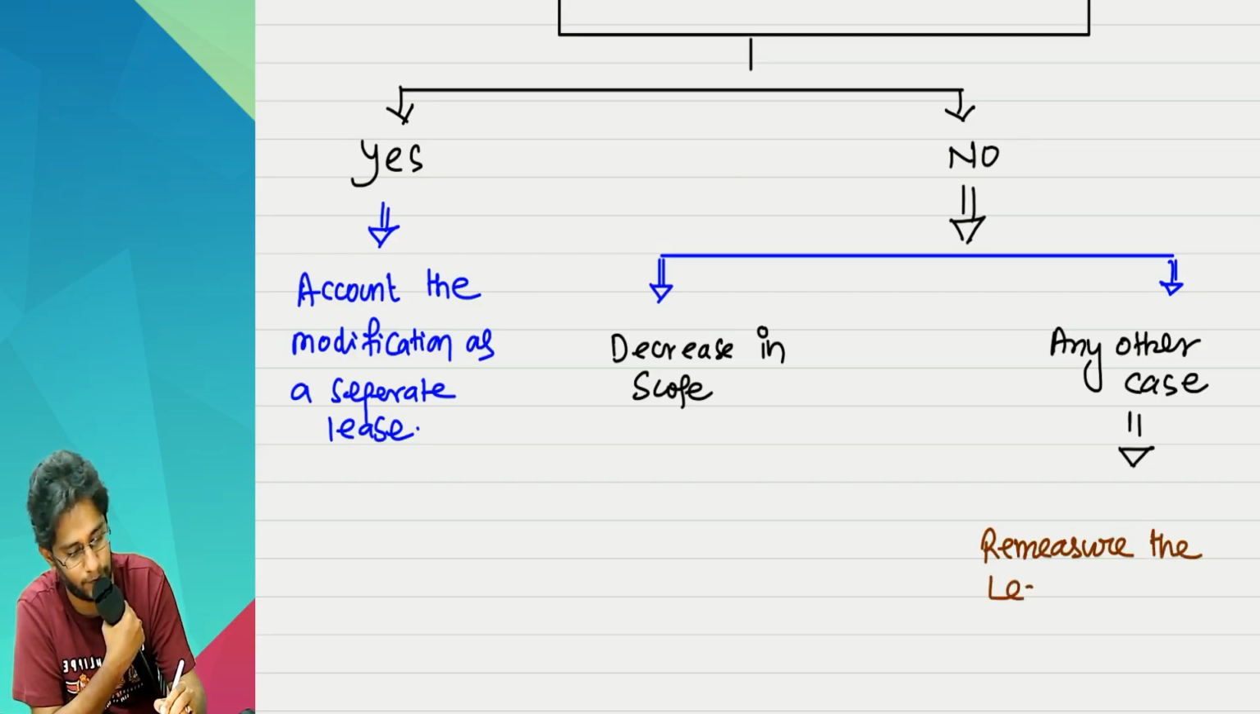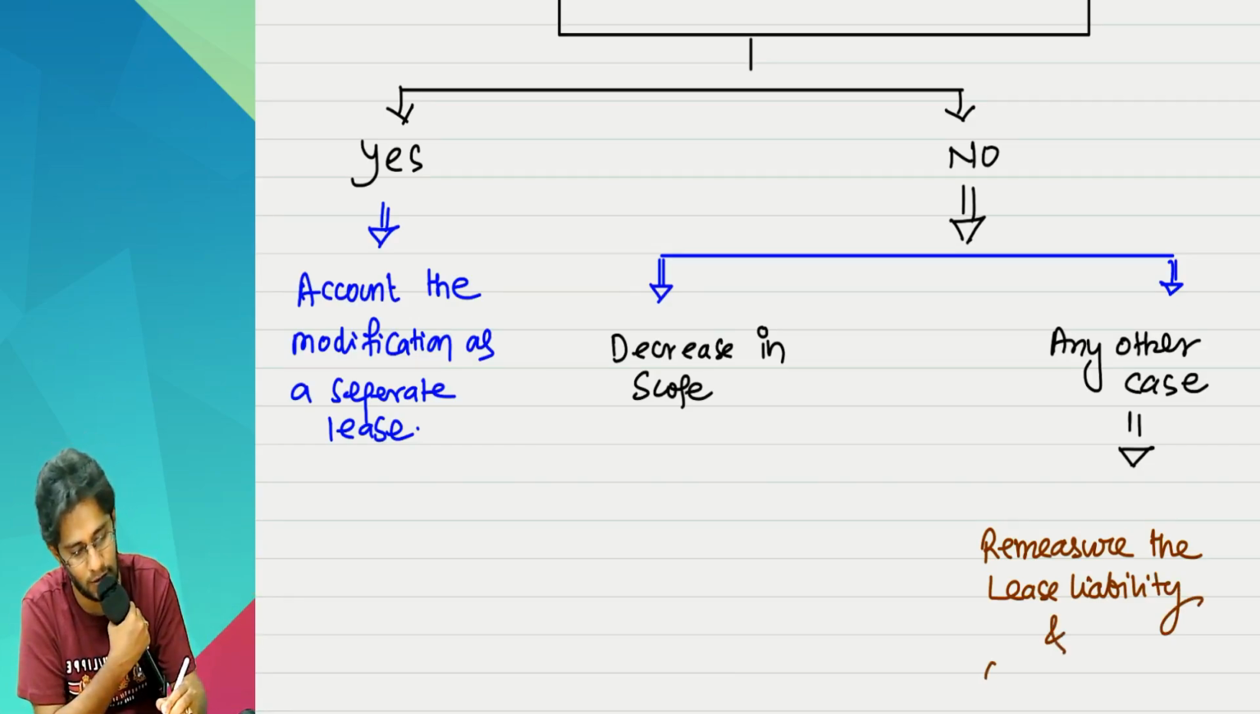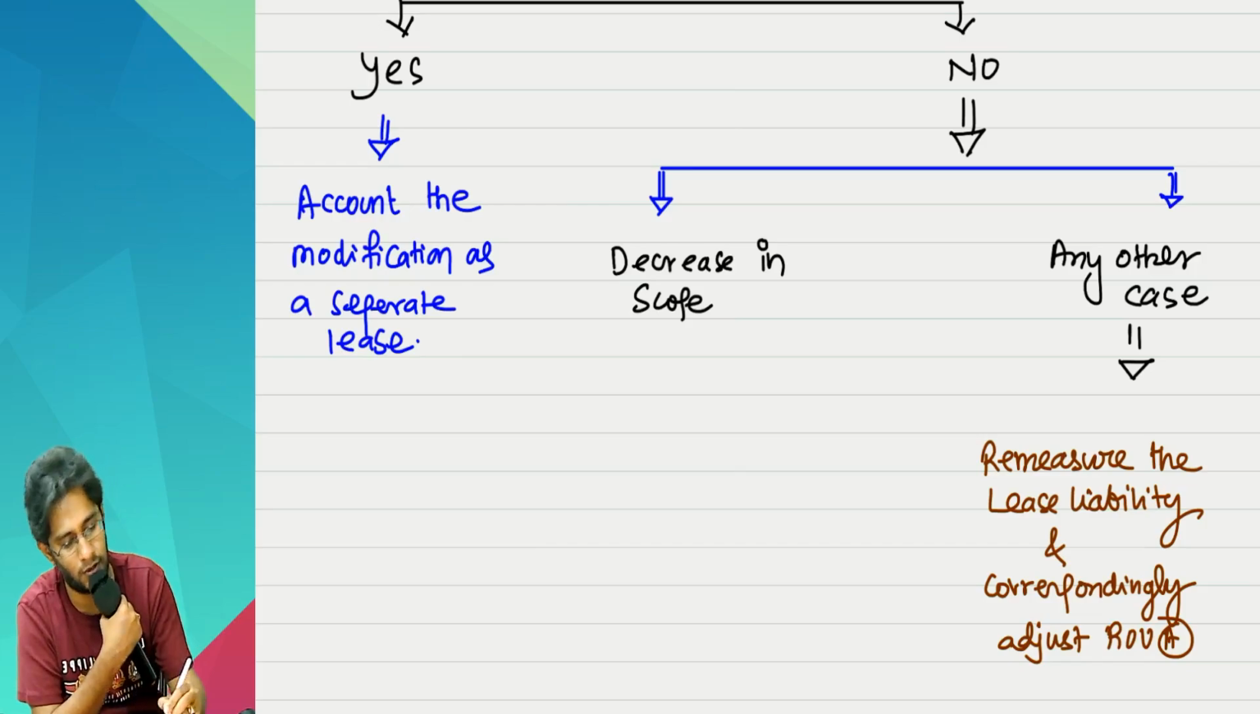Remeasure the lease. You modified it, so definitely lease payments will change, the term will increase or decrease, something will happen. Because of that, future lease payments will change. Remeasure it, and correspondingly you have only one option, poor fellow, adjust the ROU asset. Use the revised discounting rate.